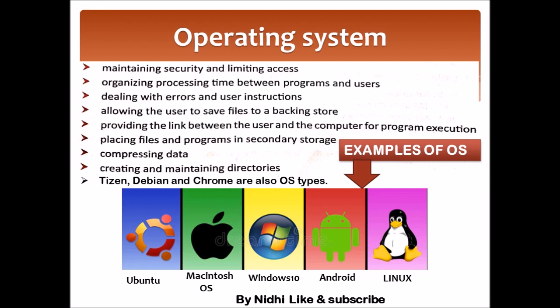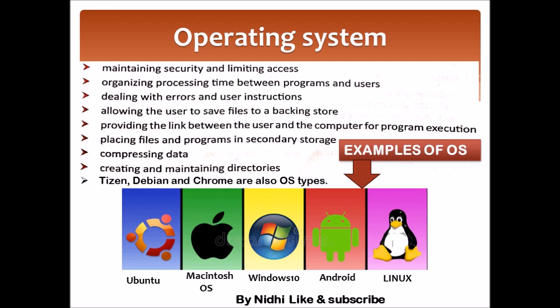First one is Ubuntu with that icon, and the second type of operating system is Macintosh, that is used in Apple. Third is Windows 10 that we generally use. Fourth one is Android. This Android is known as mobile operating system that is used in many mobile devices. Linux operating system. Apart from these operating systems, we have further operating systems like Tizen, Debian, Chrome.